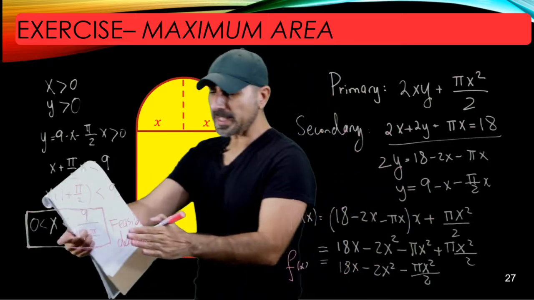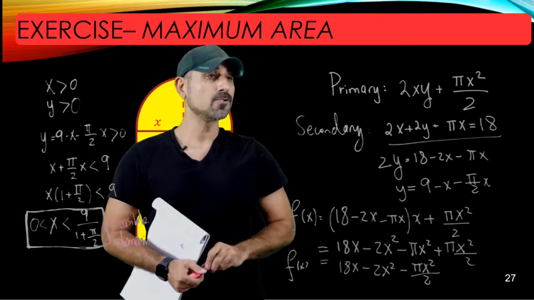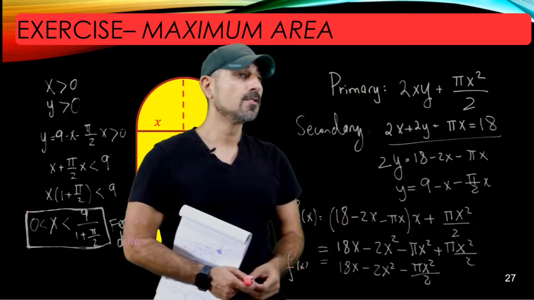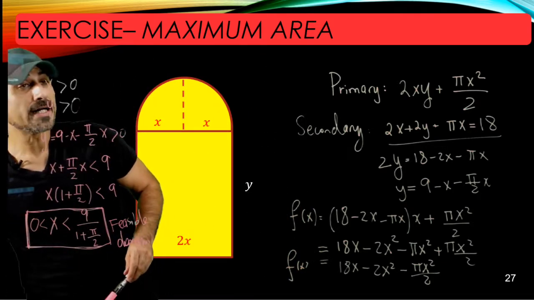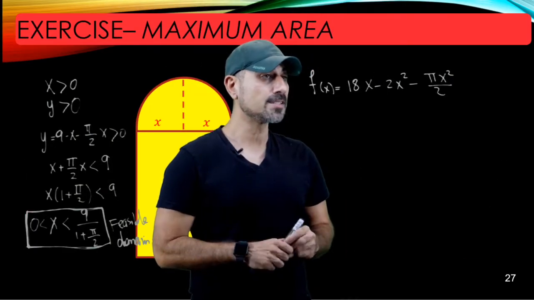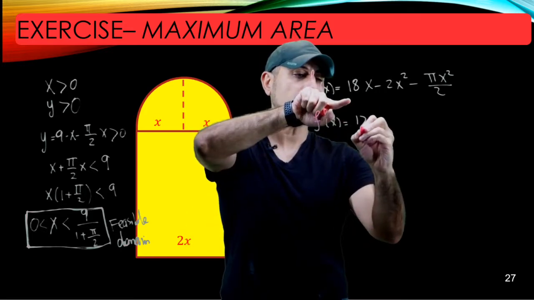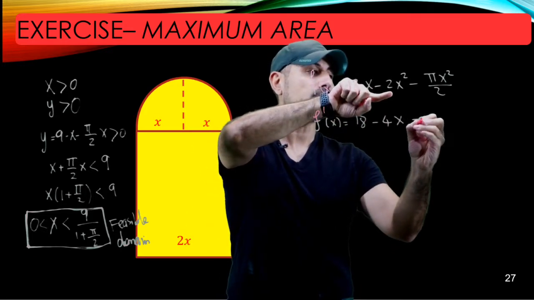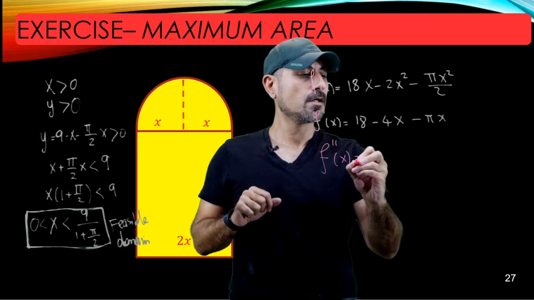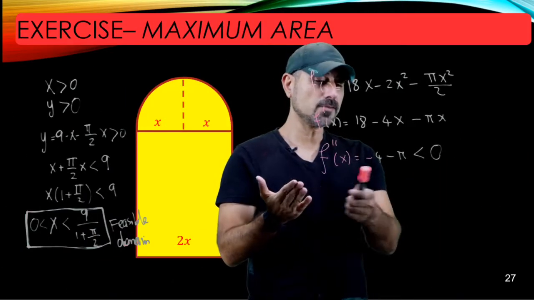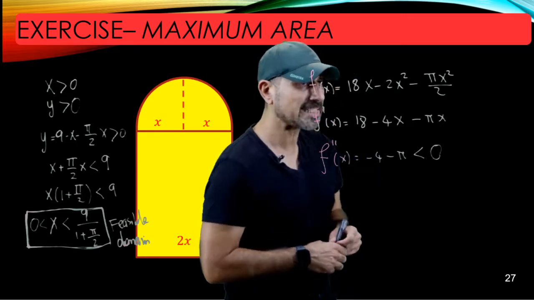All right, so on this domain, we're going to try to maximize this function. In other words, we're going to apply the first and the second derivative tests to find the critical points and check for which one provides us the maximum value. All right, let's look at the first and the second derivatives. So f prime of x is equal to 18 minus 4x minus pi x, and f double prime is going to be minus 4. This is good news because f double prime is negative, so the critical points, in fact, are going to generate maximum values.